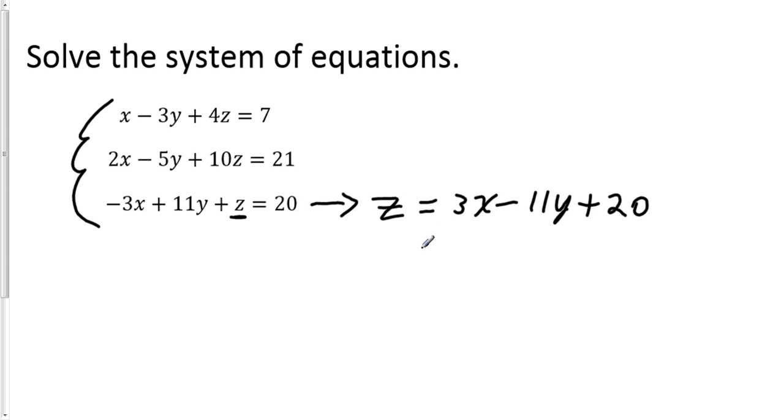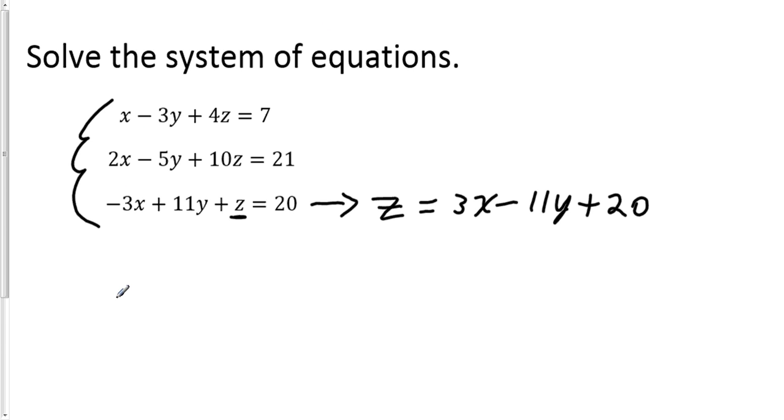So I just moved the negative 3x and the positive 11y over by adding and subtracting respectively, and the 20 was already there. So what I'm going to do now is replace z in the other two equations, these z's here, with this expression, 3x minus 11y plus 20. So let's go ahead and do that, all right?